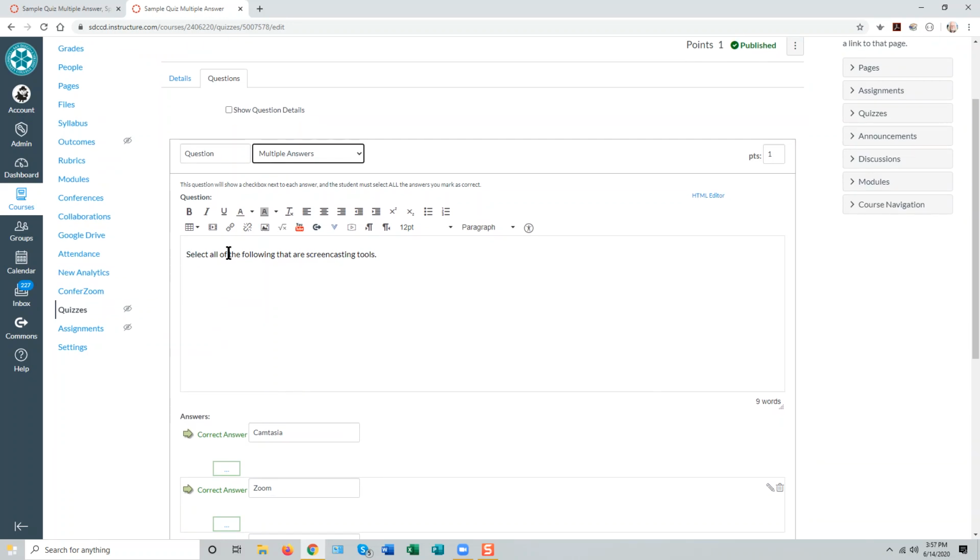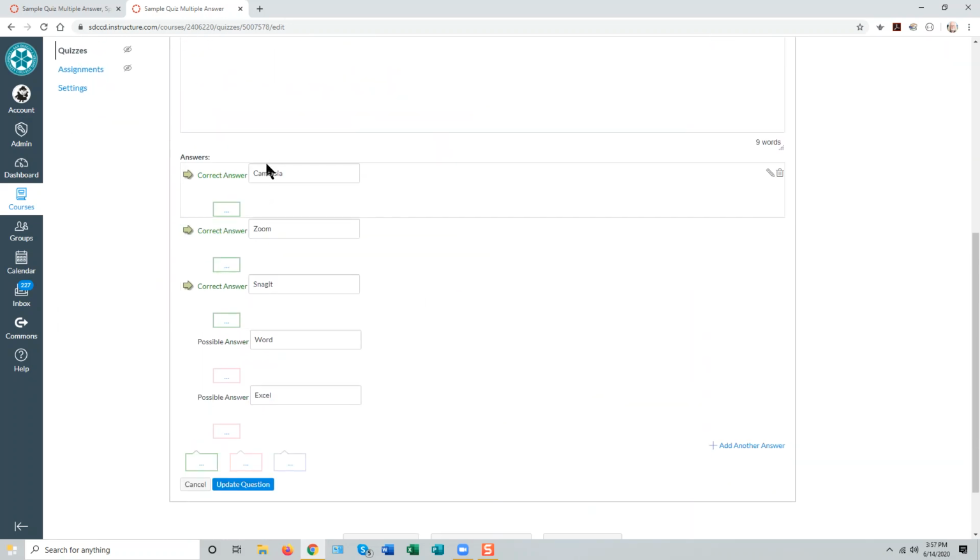You just enter the question text in the rich content editor box that you get at the top of the question entry interface. And then you're given the option of a number of possible answers, just as you are with a multiple choice question. And you can have as many possible answers as you like. Unlike the multiple choice question, though, more than one possible answer may be correct. In this case, the first three options here are correct, and the last two are not.